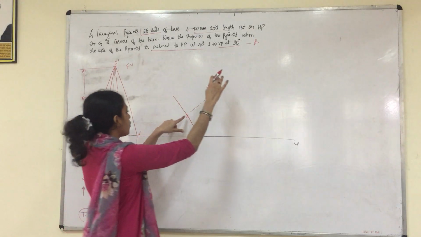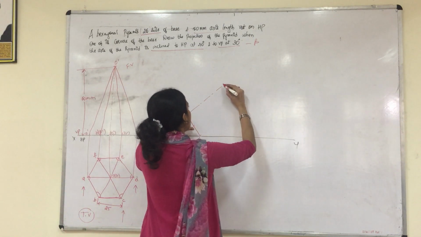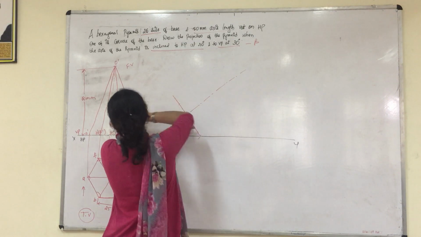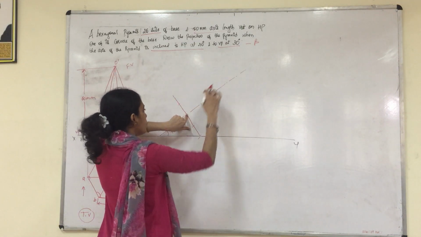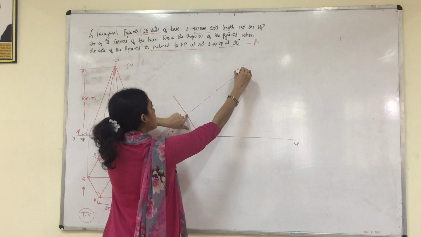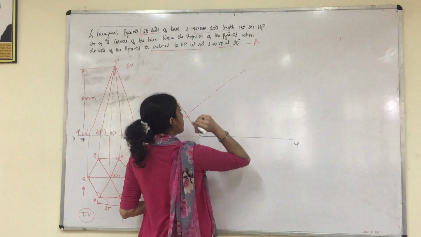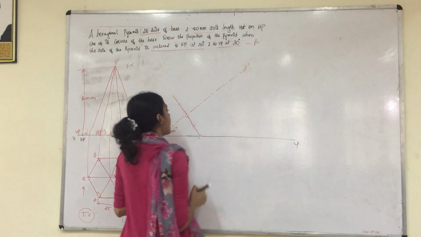Come back to the 40 degree axis line and cut an arc. Before that, extend the axis line a little bit. Measure 50 mm using the compass. Keep one end of the compass here, measure 50 mm and cut an arc. It will meet somewhere on the 40 degree line. Name that as O dash.